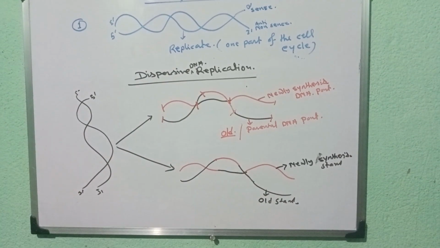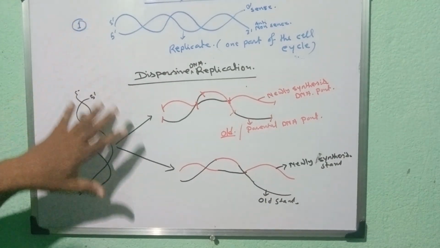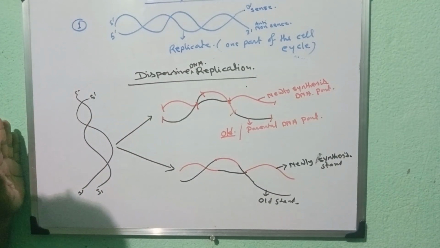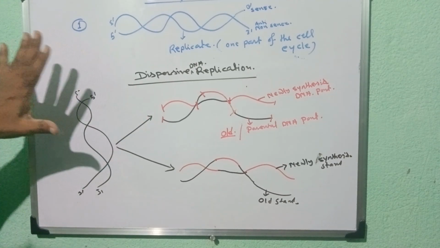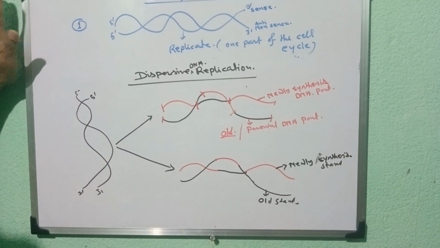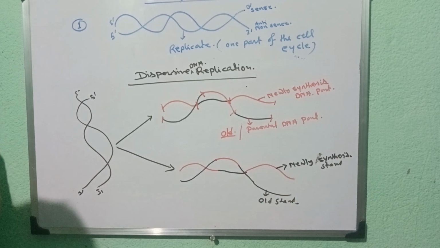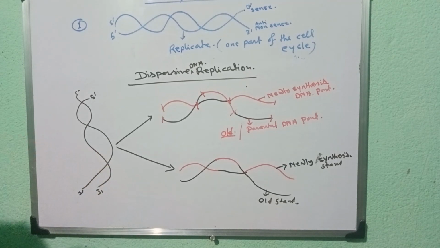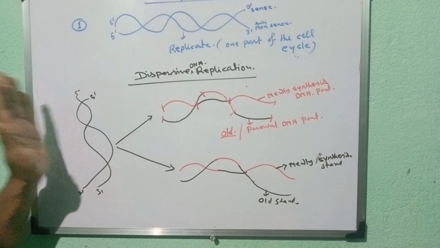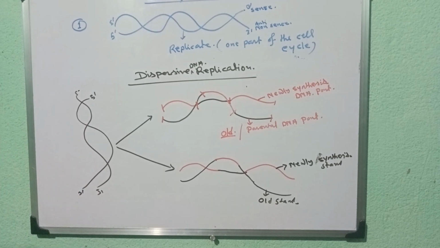But here there are three modes of DNA replication. That means there are three different scientists. They are showing these three types of replication. One is the semi-conservative, another is the conservative, and number three is the dispersive DNA replication. But the most acceptable and proven one is the semi-conservative replication.